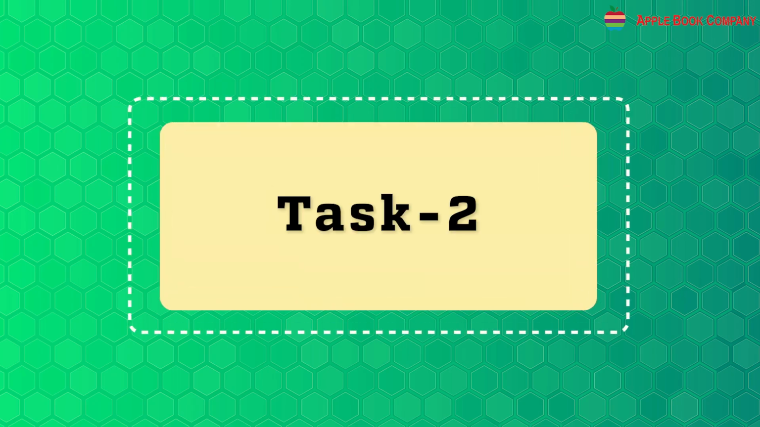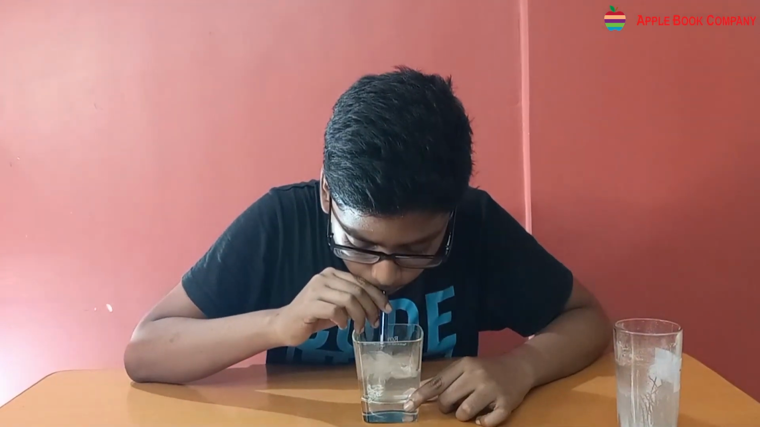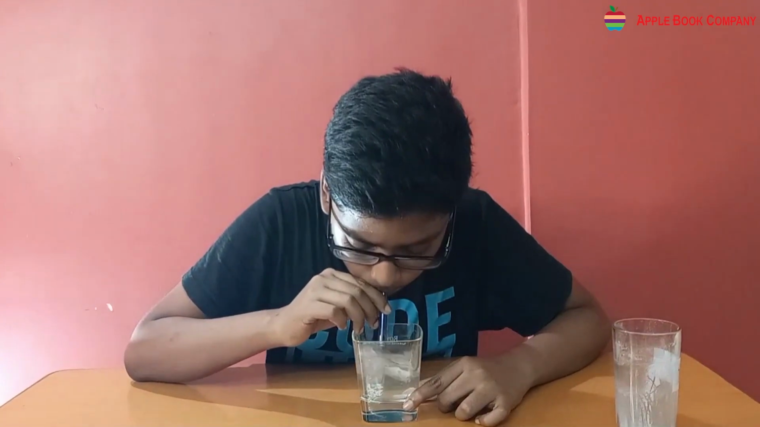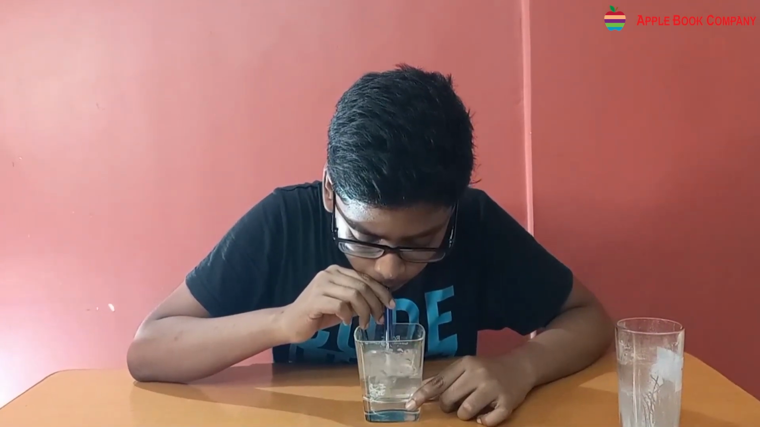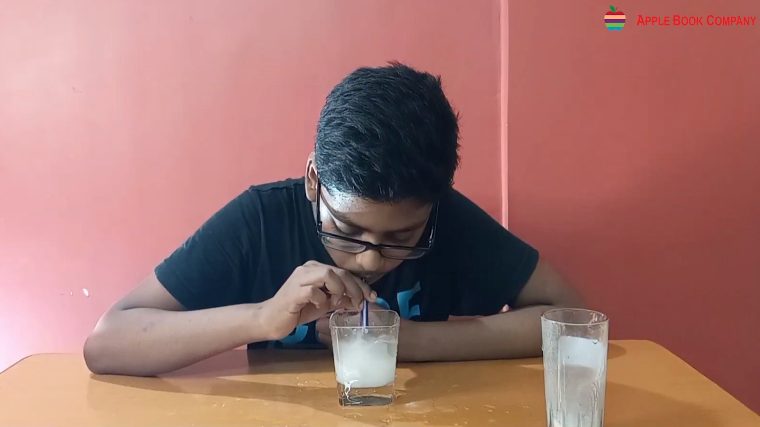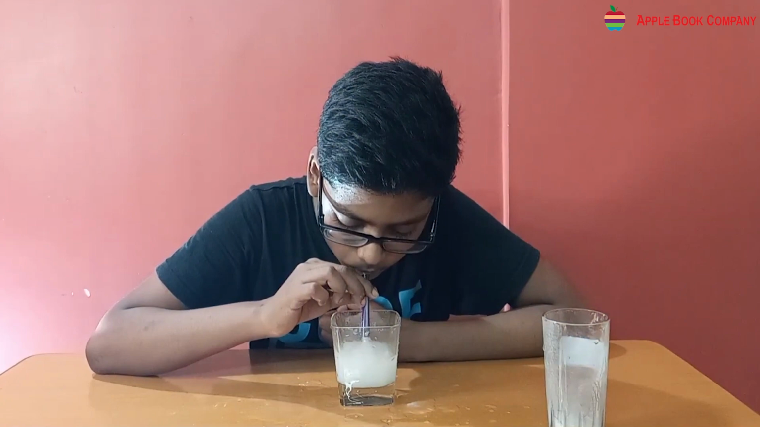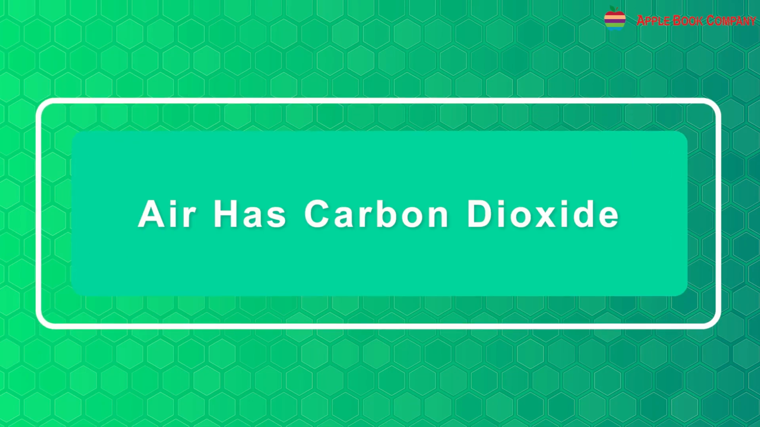Task 2. Take some lime water in a glass. Using a straw, blow air into the glass. Make sure that you do not drink the lime water. Blow air about 6 to 7 times and observe the color of the lime water. What is the color of the lime water? It is milky white. Air has carbon dioxide.